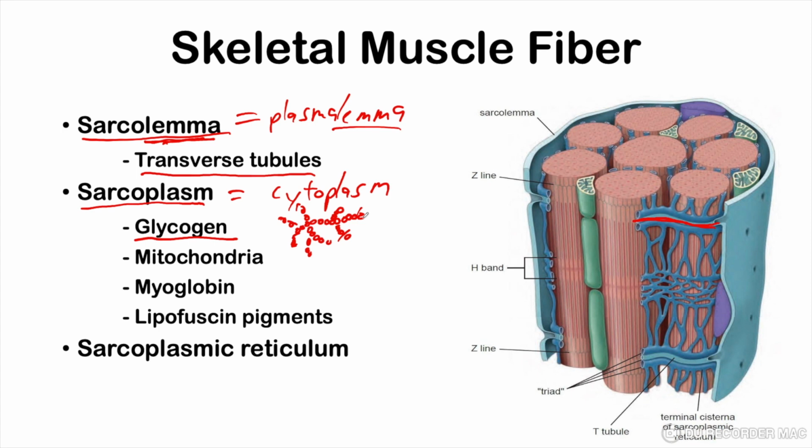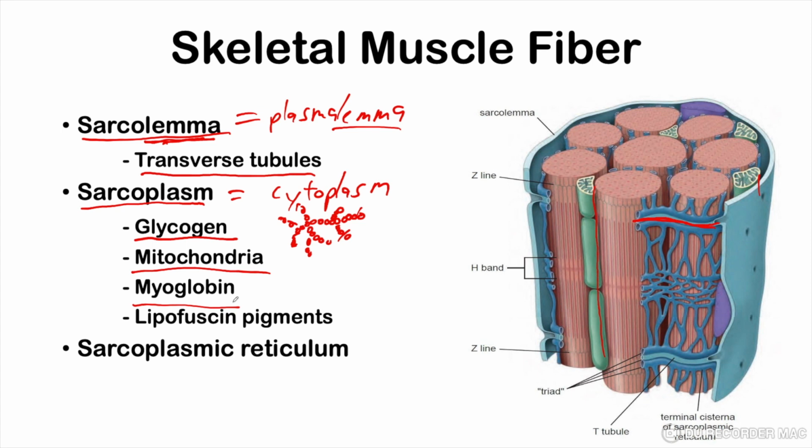Aside from glycogen, you can also find mitochondria in your sarcoplasm. You can see your mitochondria right there, and it's important to have them there for energy production. Remember, your muscle needs a lot of energy for contraction and movement. That's why they need to be there. Aside from that, we also have myoglobin. It's distantly related to hemoglobin, and just like hemoglobin, myoglobin is a protein that binds oxygen.